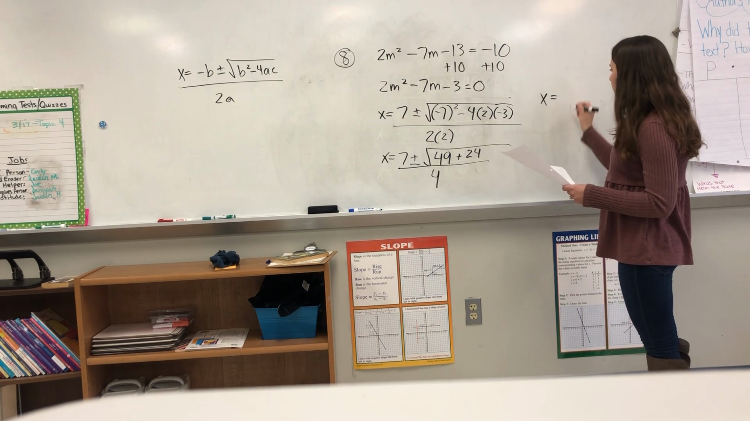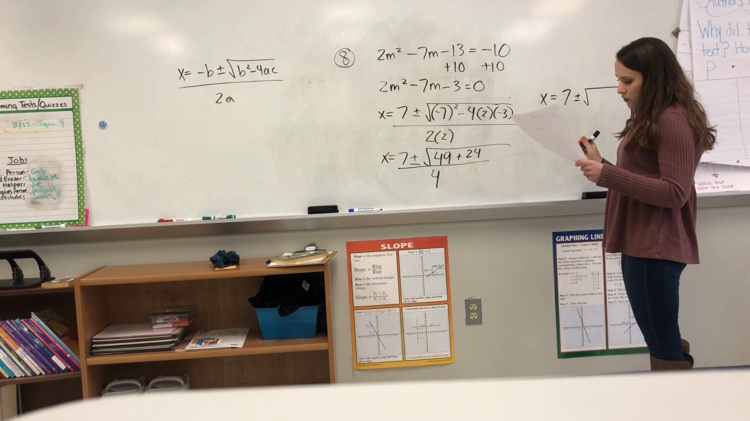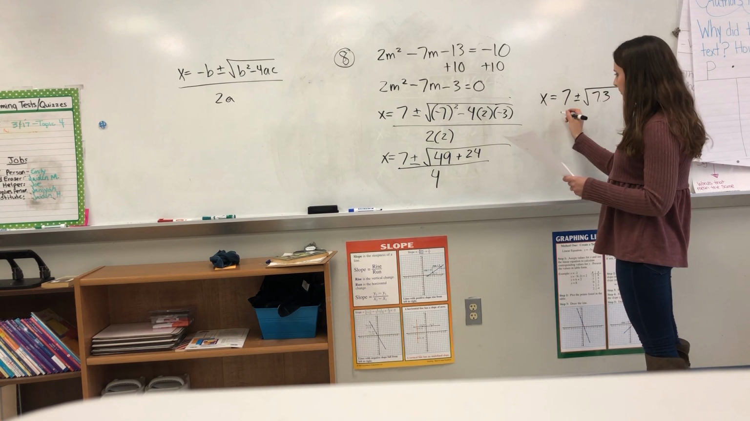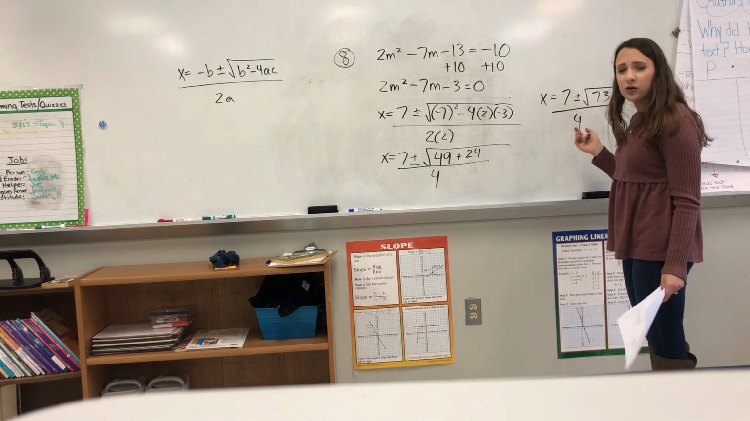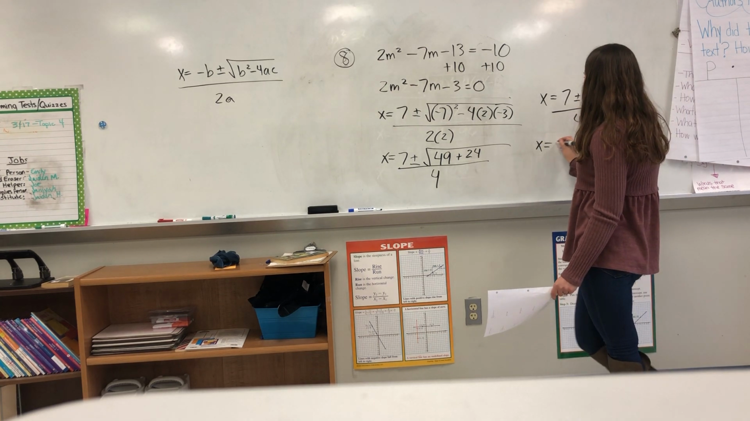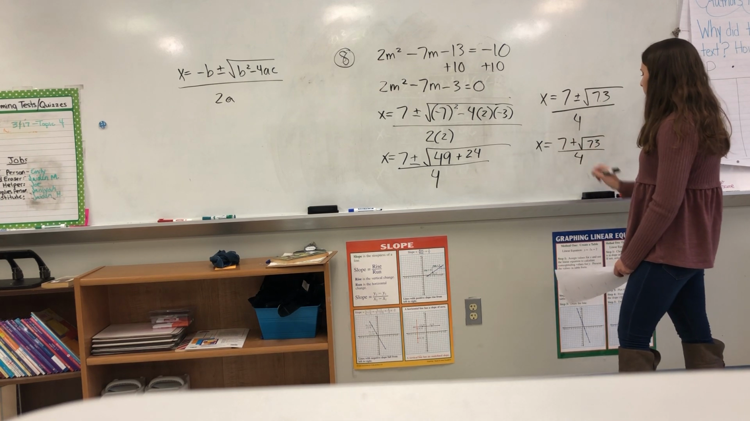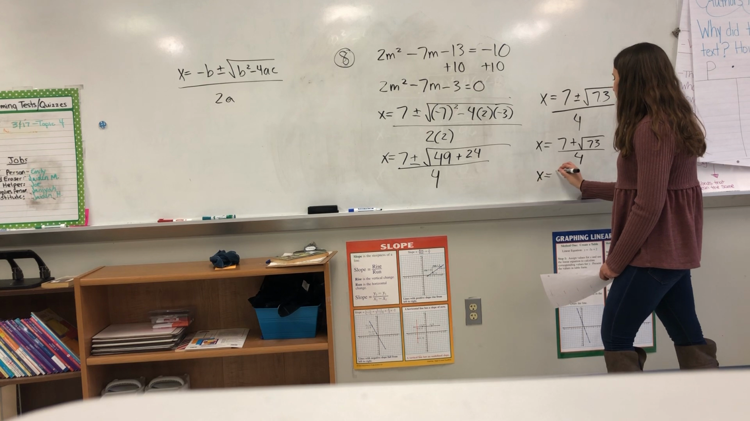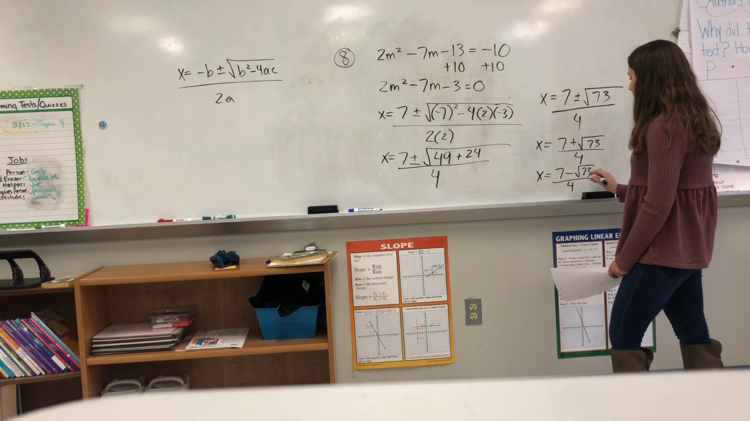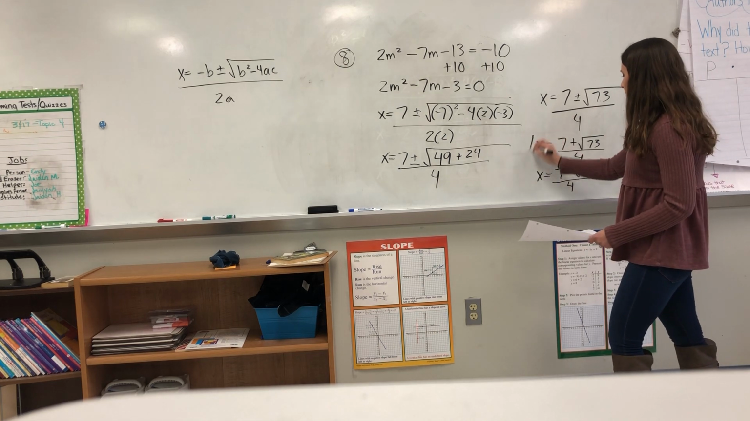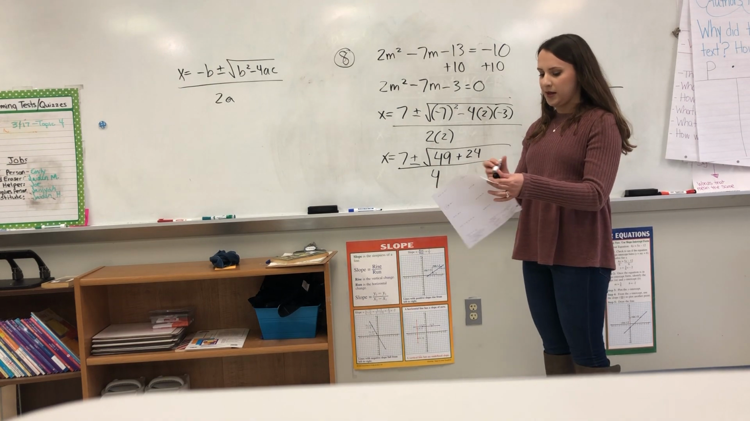x equals 7 plus or minus 49 plus 24 is 73 over 4. We can't do anything with radical 73, so we're just going to keep it as x equals 7 plus radical 73 over 4. That's our first solution. And then x equals 7 minus radical 73 over 4. That's our second solution. Okay, so those are your solutions. And that is it. That is the quadratic formula.